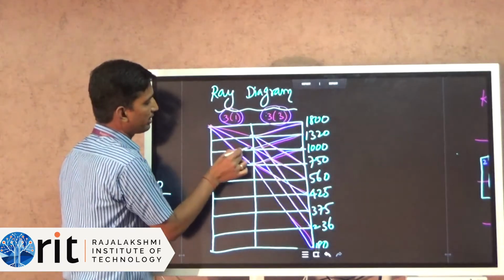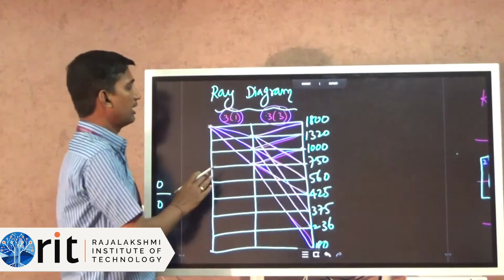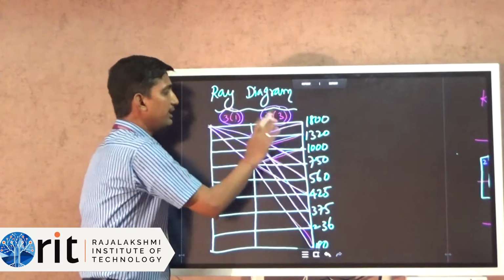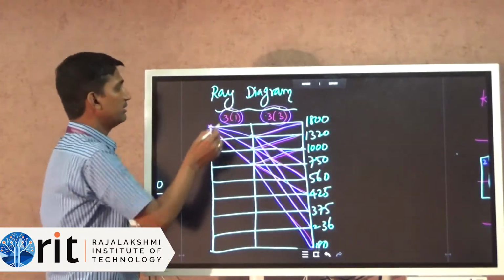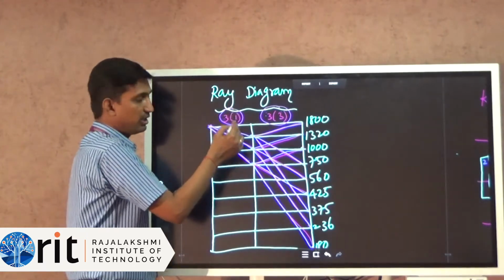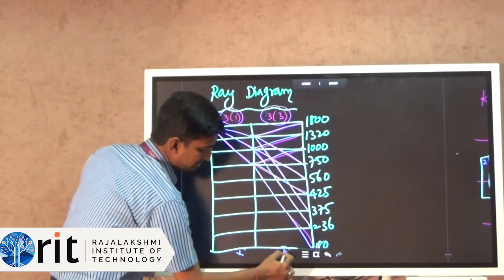This point has to be connected over here. This point has to be connected over here. With this, we have come to the conclusion that the ray diagram has been completely made for this 9-speed gearbox. Since it consists of only two stages, I have made this one as stage 1, then this one as stage 2.